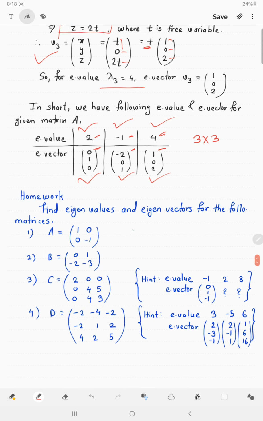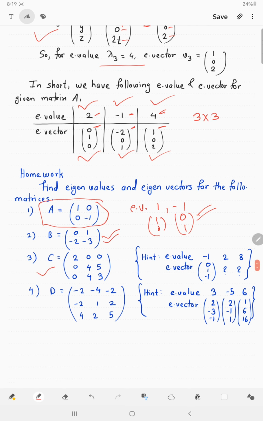This is a simple problem. Here the eigenvalues will be 1 and minus 1. For 1 the eigenvector will be 1 0, and for minus 1 the eigenvector will be 0 1. You can check this after solving for this matrix by the above procedure. Similarly you can do this one, find the eigenvalues and eigenvectors. Here you will get 2 eigenvalues and 2 eigenvectors.